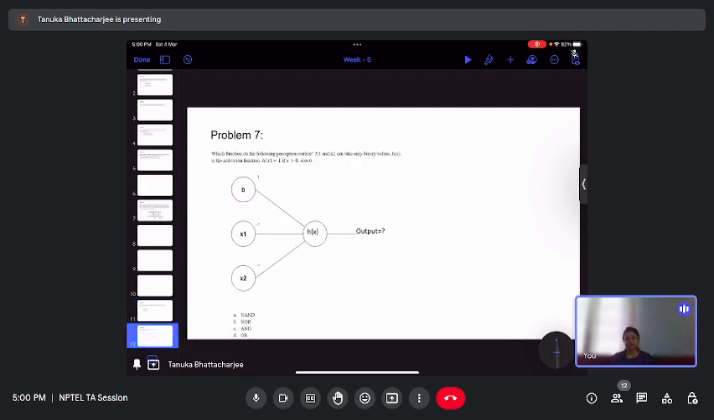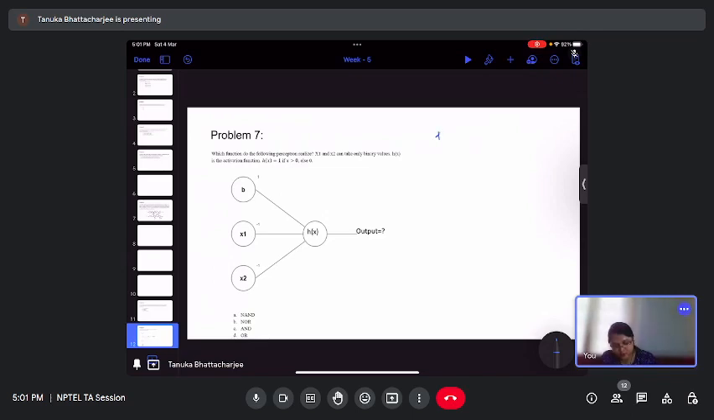Now, let us do the last problem for today's session. So, you have been given a neural structure. The question is, which function does the following perceptron realize? Your x1 and x2 can take only binary values, that is 0 and 1, and h(x) is the activation function, which is given as h(x) is 1 if x is greater than 0, else it is 0. You have to say which gate this particular perceptron structure represents.